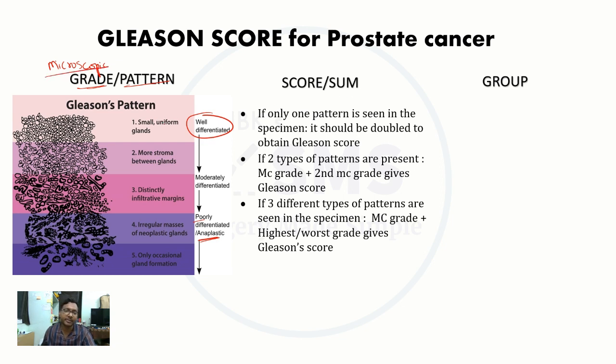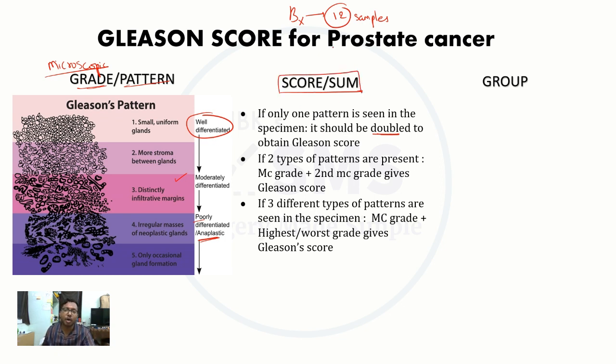Second one, let's say for example, you know that usually whenever you take biopsy, you will take 12 samples. 12 times you will take the biopsy and there will be grouping which will be done. Okay. So based on that, let's say for example, all your 12 samples has got only one grade. Let's say it is 3. So whenever you get only single pattern or single grade, it should be doubled to get your Gleason score. Sum is nothing but you will just add.